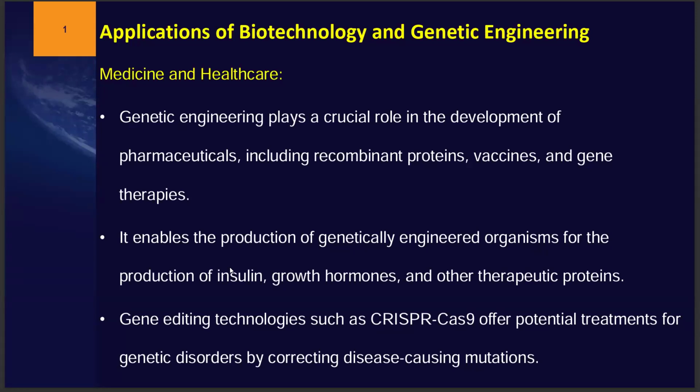Then also there's what we call genetic editing technologies, such as CRISPR-Cas9, which offers the potential to treat genetic disorders by correcting diseases that cause mutation. And of course, mutation is one of the bad things. When you experience it, a part of your body can be amputated if that really happens in your life.